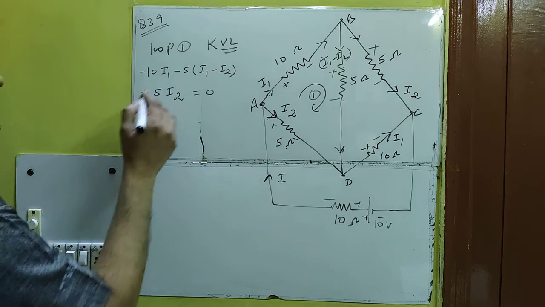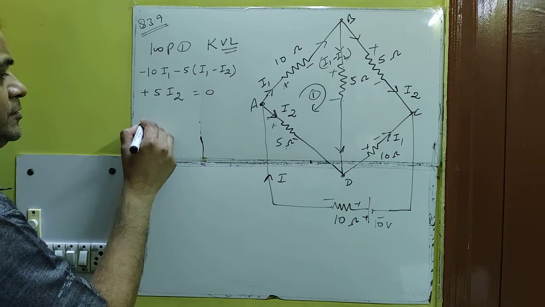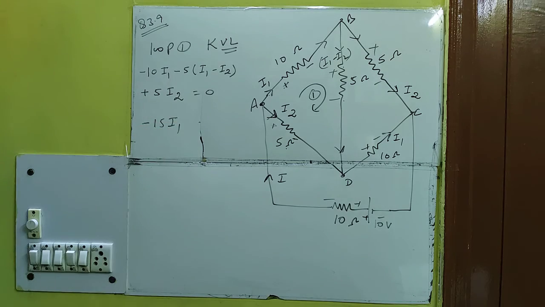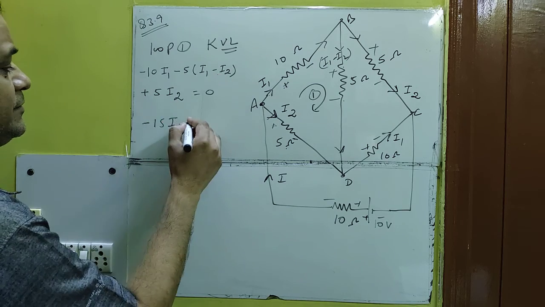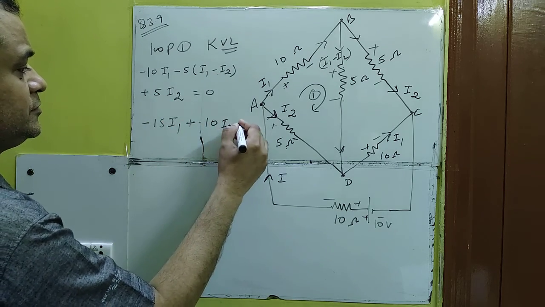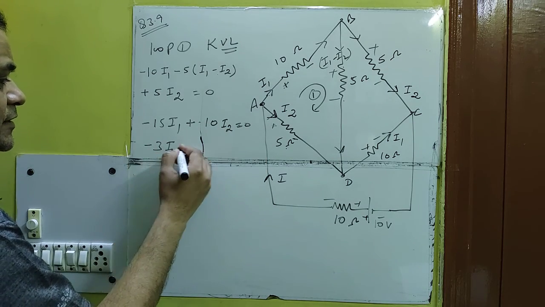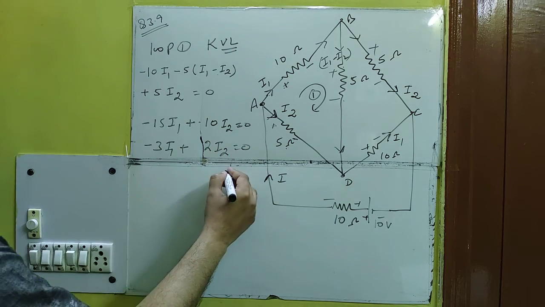Okay. Now solve it. It becomes minus 10 I1 minus 5 I1, that is minus 15 I1, plus 5 I2 and plus 5 I2, that is 10 I2, is equal to 0. You can divide by 5. Minus 3 I1 plus 2 I2 is equal to 0. So this is equation number 1.